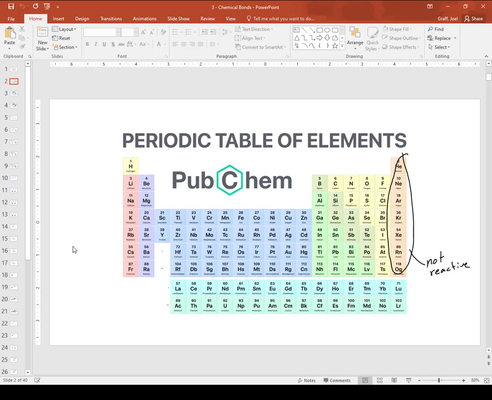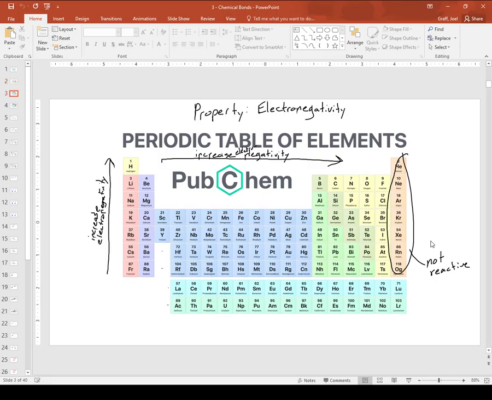The first thing to point out is that these elements over here in the 18th group of the periodic table are non-reactive. They have a full set of electrons in their outer orbital, so they don't have any real need to interact with anyone else because of this. So when it comes to talking about how these other elements are going to be forming chemical reactions, forming chemical bonds, one of the most important properties to consider is one called electronegativity.